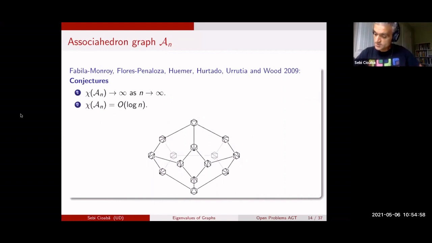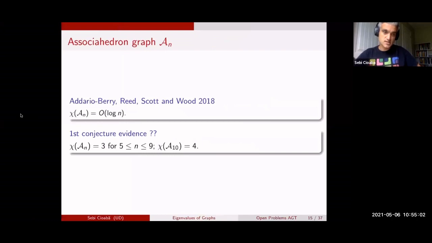And so this conjecture, the second conjecture, is proved in a paper on arXiv by Louigi Addario-Berry, Bruce Reed, Alex Scott, and David Wood, in which they prove that you can properly color it with something times log n colors.